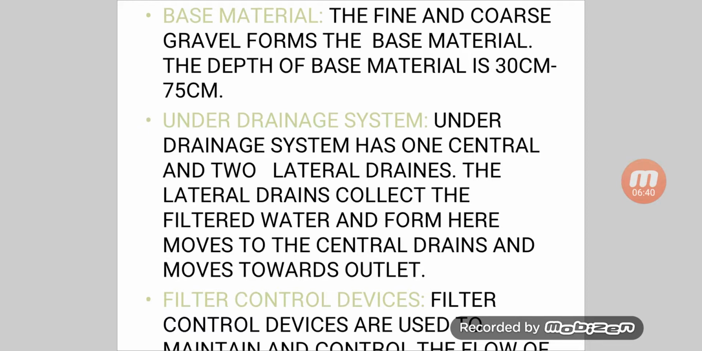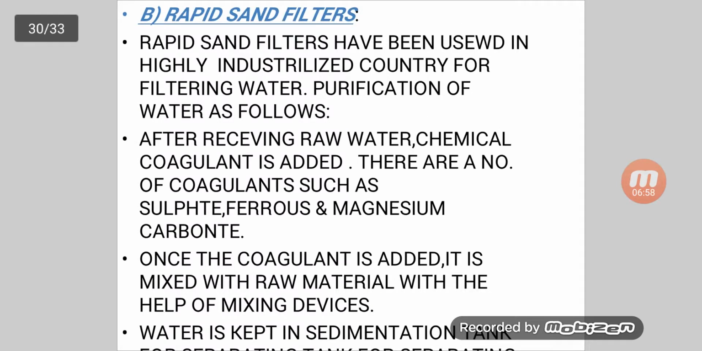Under drainage system. The under drainage system has one central and two lateral drains. The lateral drains collect the filtered water and carry it to the central drain, which moves it towards the outlet. Then the filter control devices, which control the filtration. Then rapid sand filters. Rapid sand filters have been used in highly industrialized countries for filtering water.